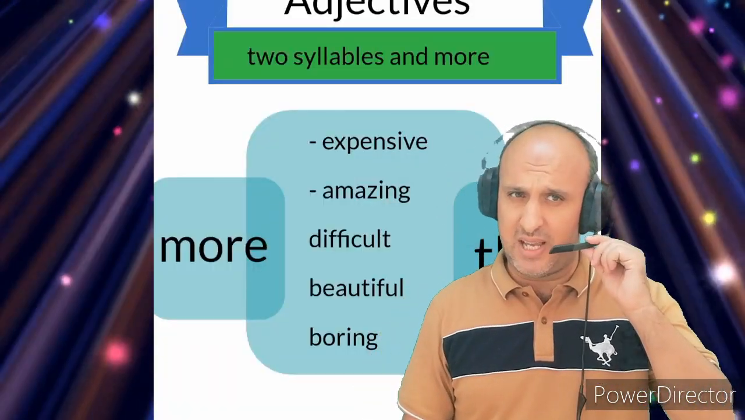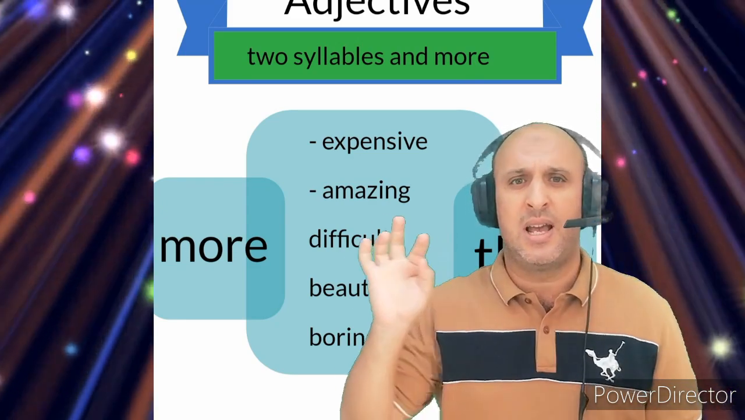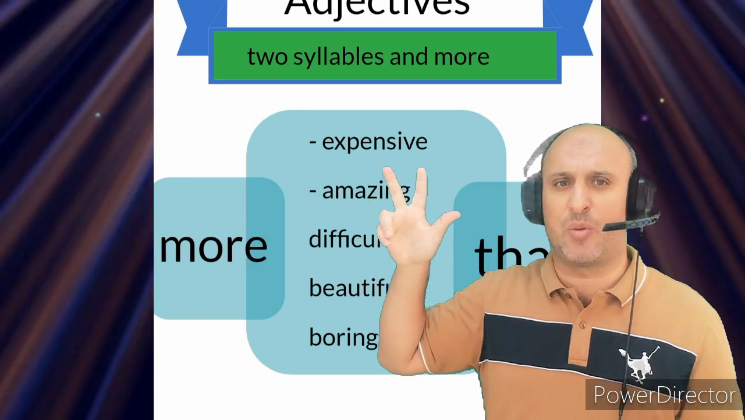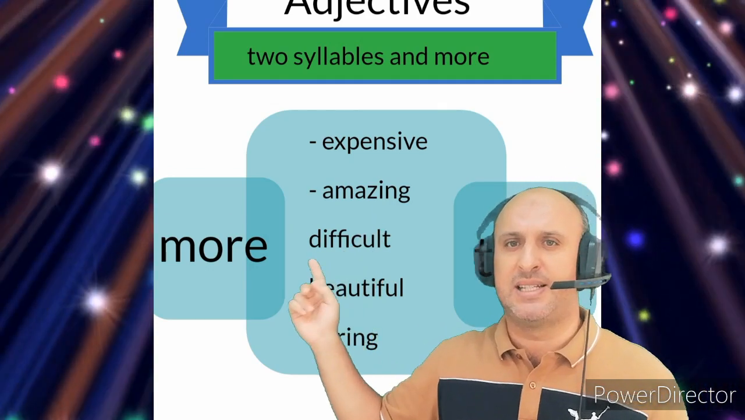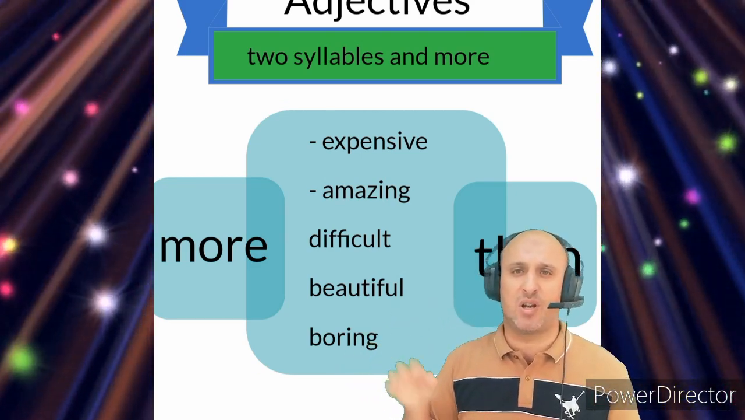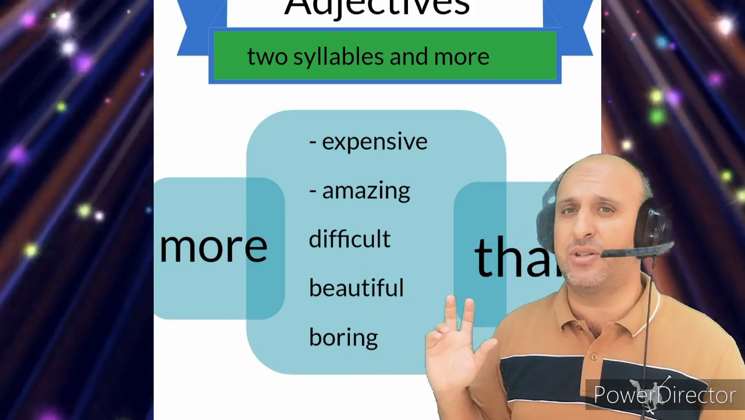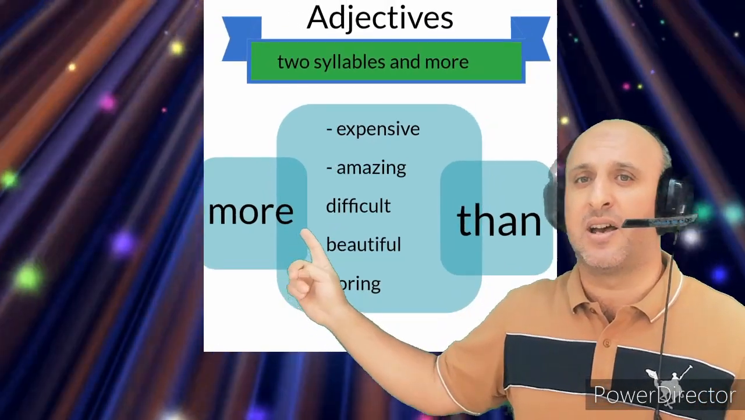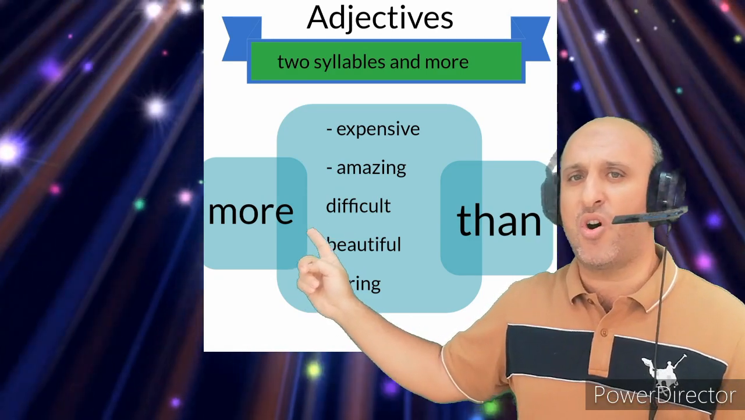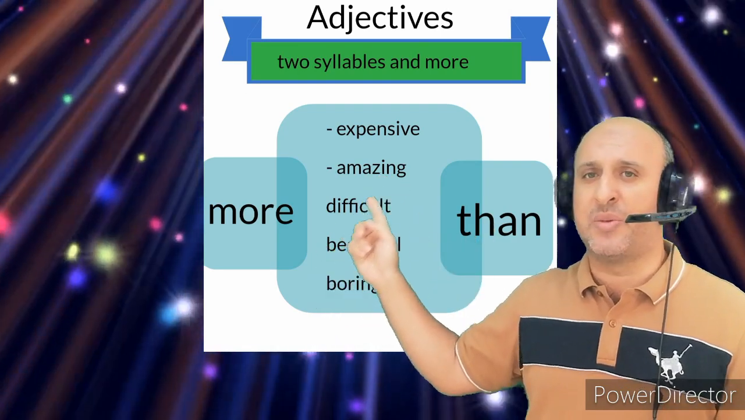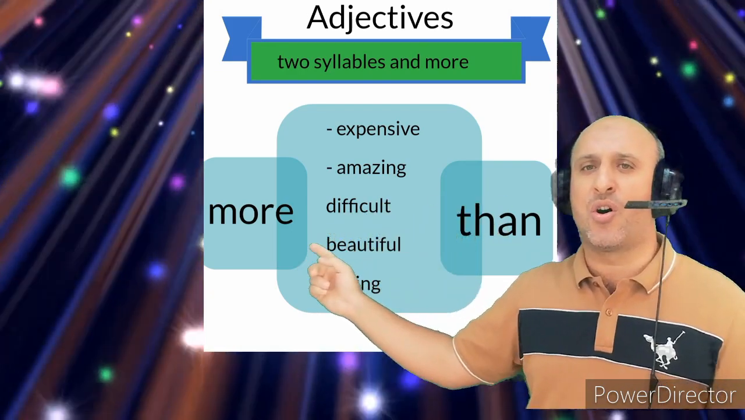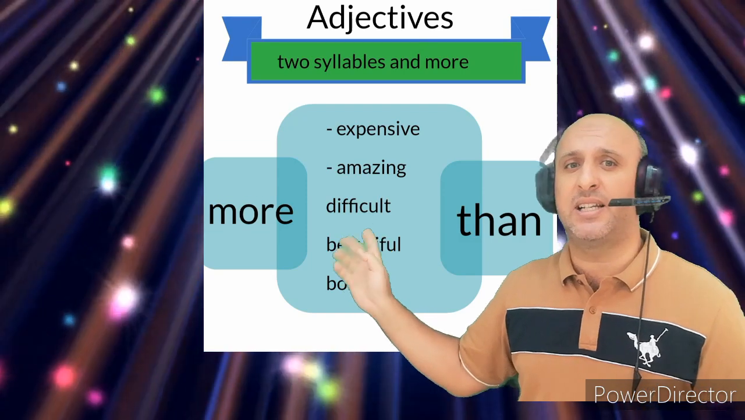Let's focus on the examples. Here we have expensive, expensive. We have three syllables. Amazing, two syllables. Difficult, two syllables. Beautiful, three syllables. And boring, two syllables. Good. So what we should do in this case is add more at the beginning of the comparison. So more expensive than, more amazing than, more difficult than, more boring than.